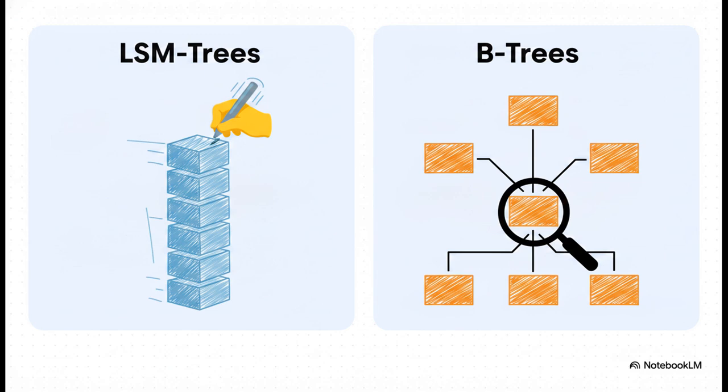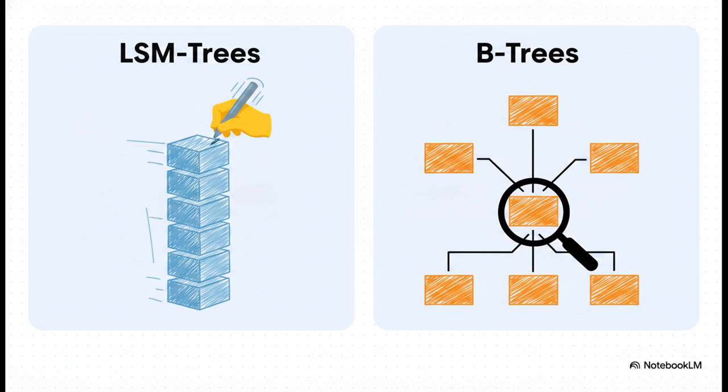LSM trees rely on append-only sequential writes, making them absolute monsters for write-heavy workloads. B-trees, on the other hand, update data in place and generally offer highly predictable, consistently fast read performance. Now, because B-trees overwrite data directly, they have to rely on a write-ahead log, which is essentially a safe sequential scratchpad to protect data in case the server loses power before the page is safely written to disk.